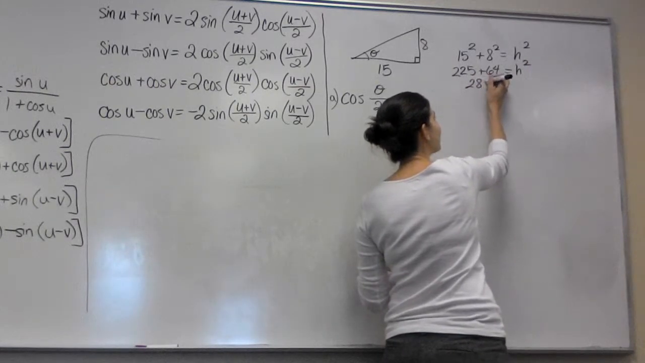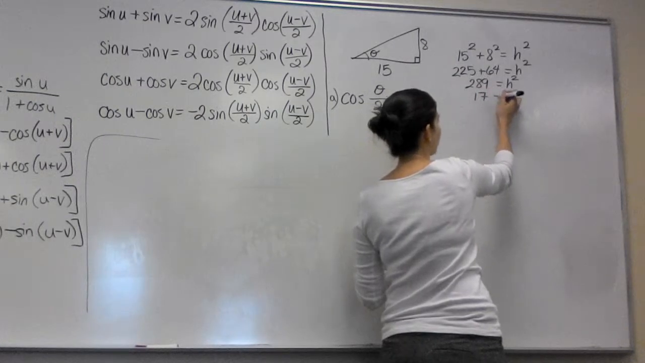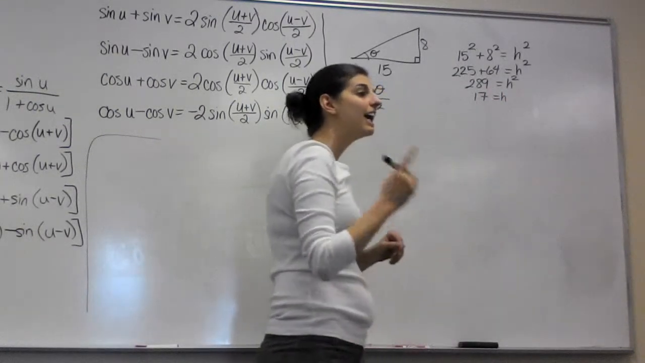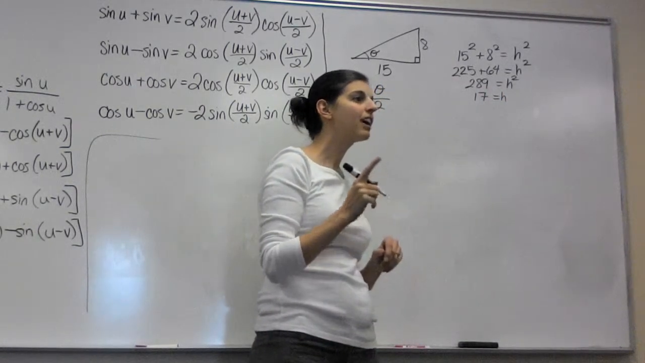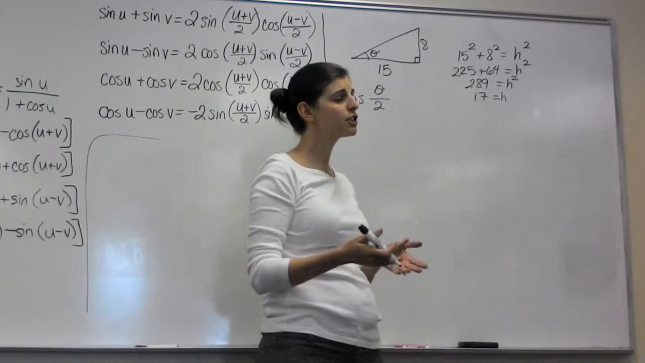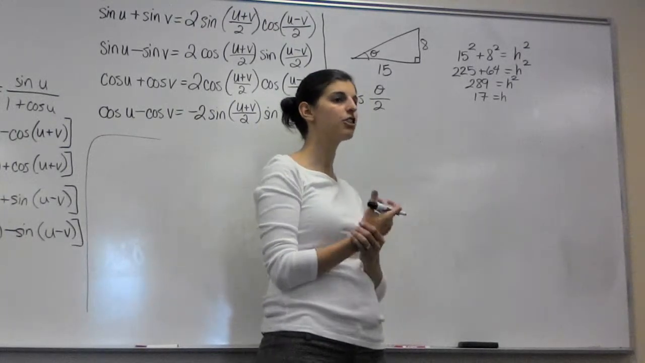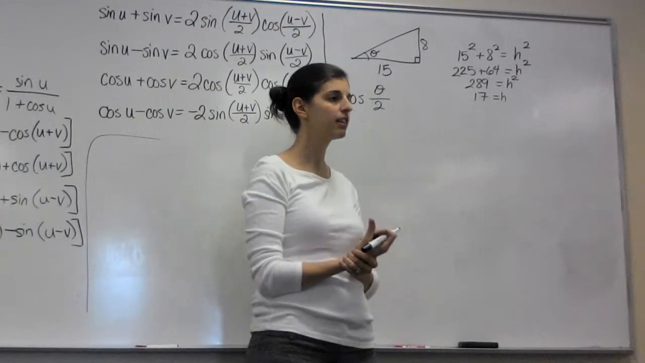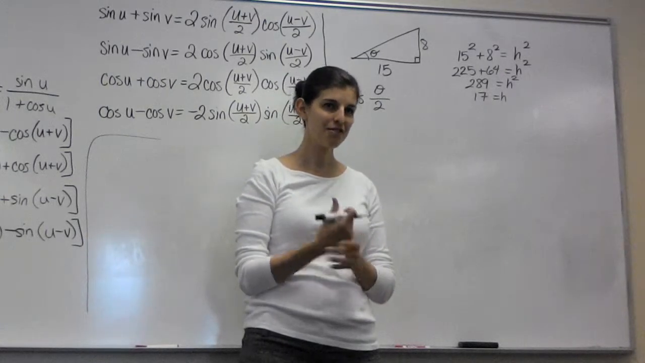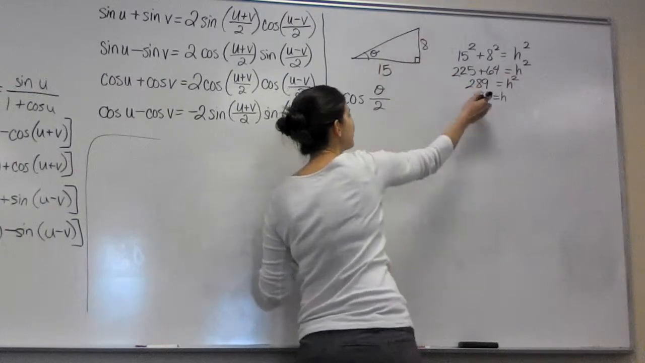And that is 17 squared. You don't need plus or minus because this is a side length, and the hypotenuse of a triangle is always positive, no matter where you are on your unit circle. Okay? So, now, here's the problem. So that's 17.